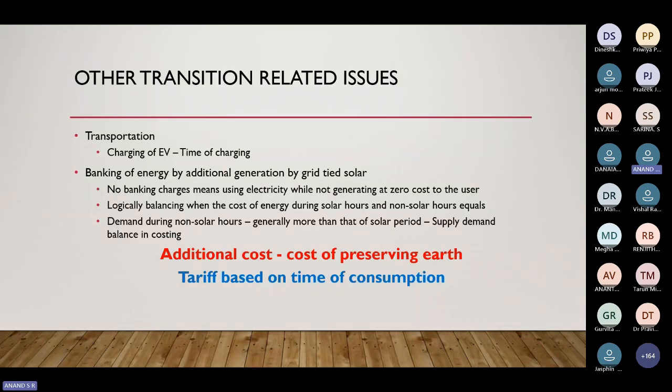So that issue is there, and the cost of energy during non-solar hours and solar hours are not equal, and demand is also lower during solar hours and higher during non-solar hours. So these are contrasting issues. So the additional cost, the cost of energy actually goes high.